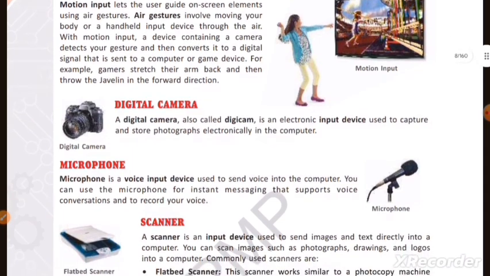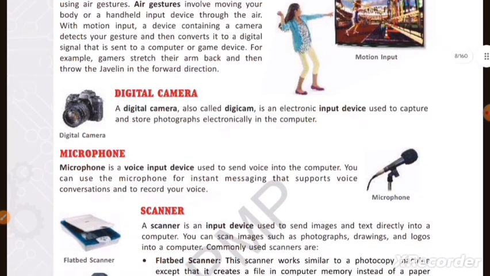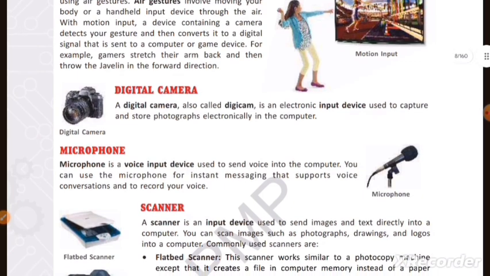Next is microphone. Microphone is a voice input device used to send voice into a computer. You can use the microphone for instant messaging that supports voice conversation and to record your voice. This is a type of device which is used to record the voice. For example, if I am recording this video, here my voice is stored into the computer by the device called microphone. A microphone helps us to store the data in the form of voice.